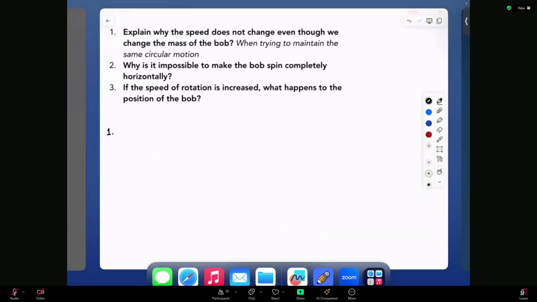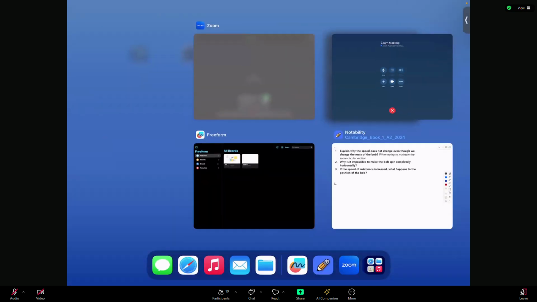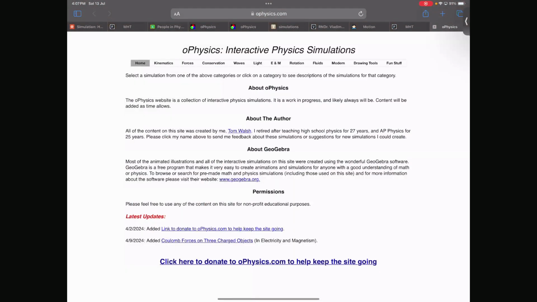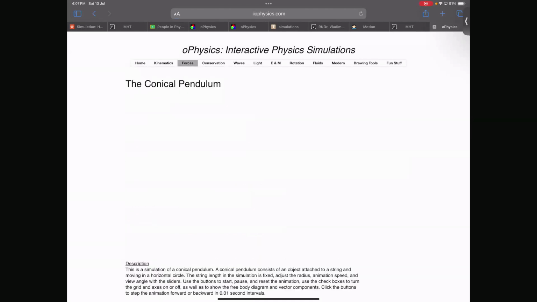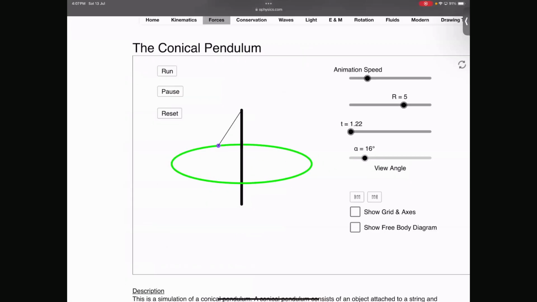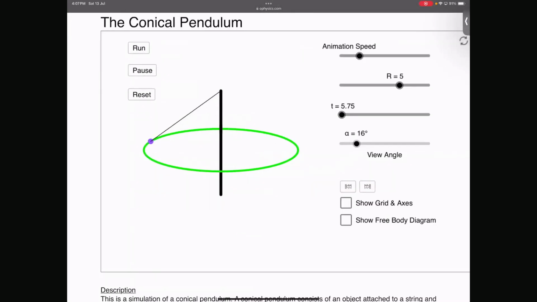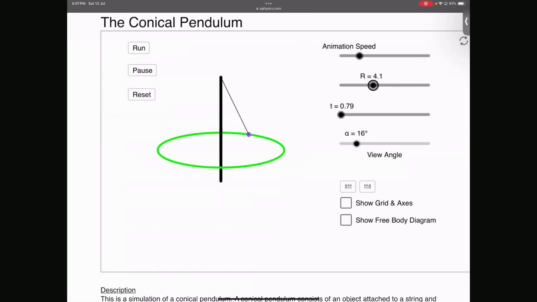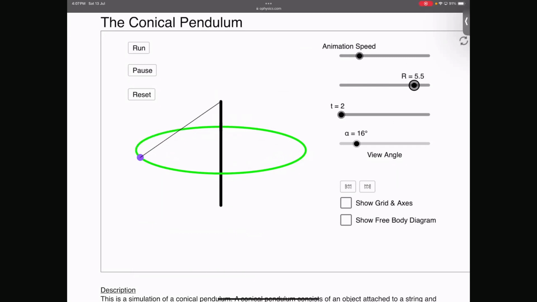I showed an animation the other day. I'll show the animation one more time. Why is it not possible to make the bob spin perfectly horizontally? So, this is the thing we saw, right? This is a conical pendulum, by the way, and it's undergoing circular motion here. And if I keep decreasing the radius, this is how the oscillation looks.